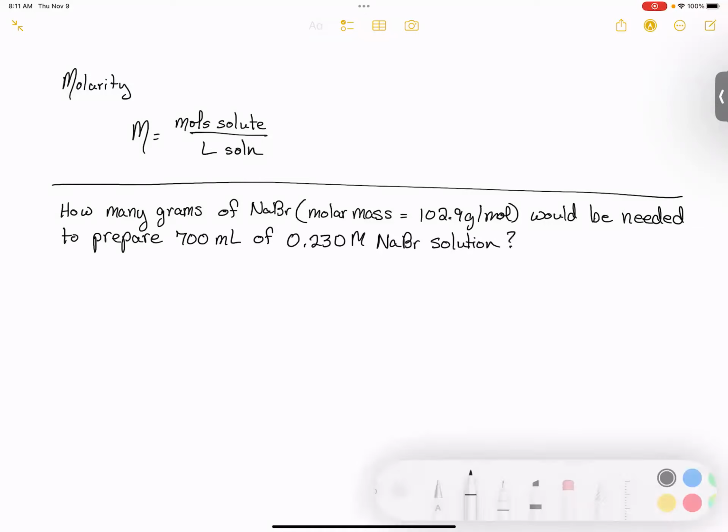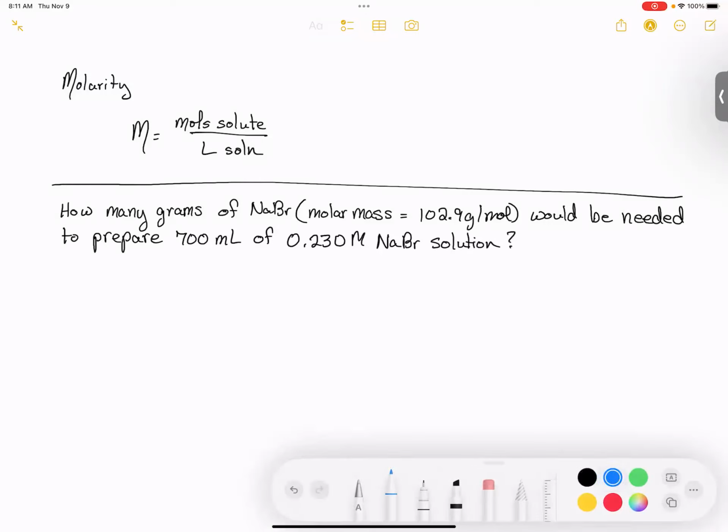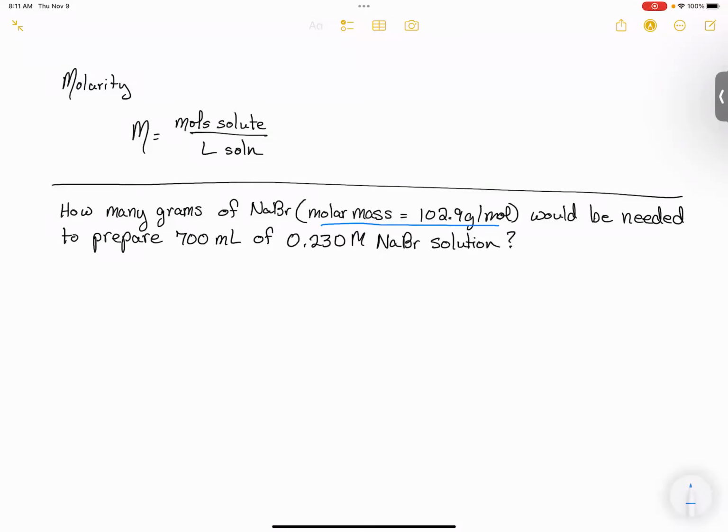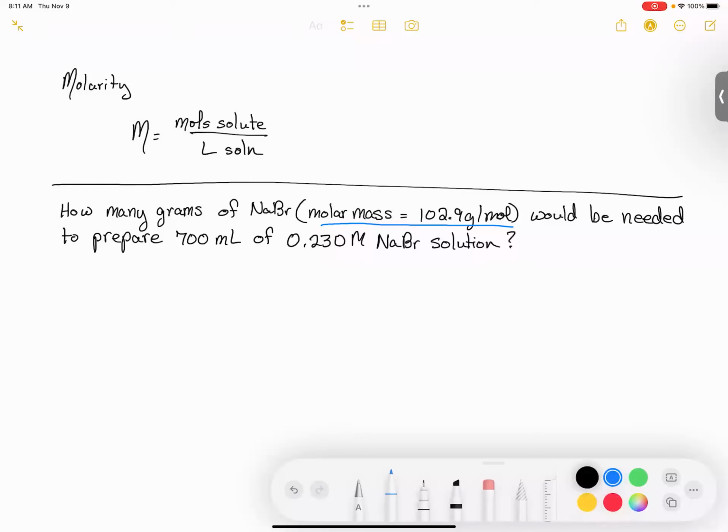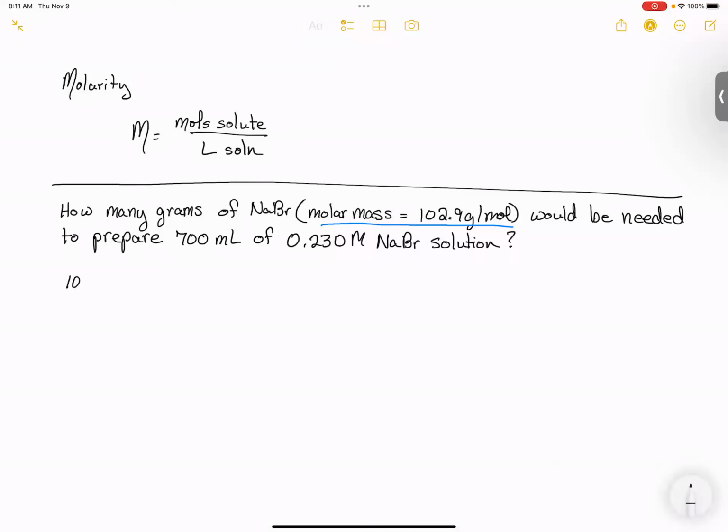Okay, the first thing I'm going to do is the same thing I always do, and that is list everything I was given. So I was given the molar mass of NaBr. That is going to be 102.9 grams of NaBr is equal to 1 mole of NaBr, because that's what that fraction stands for, grams over moles. It's that many grams over 1 mole. I was given 700 milliliters of solution. And I was given 0.230 molar NaBr.